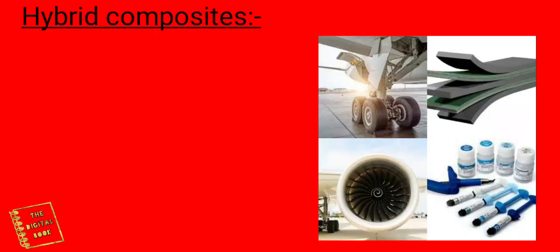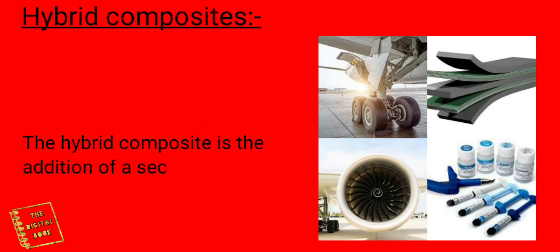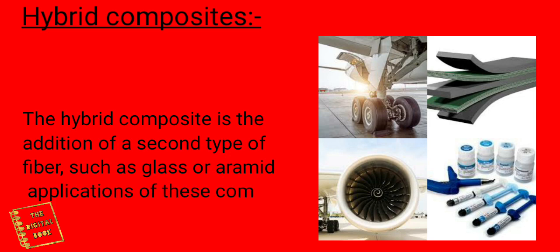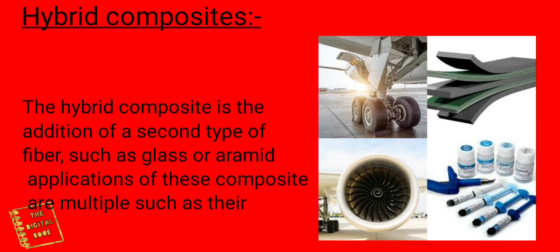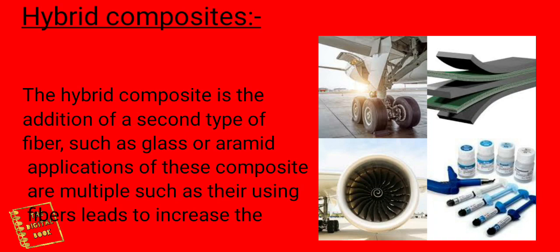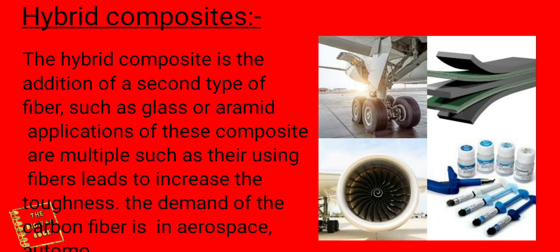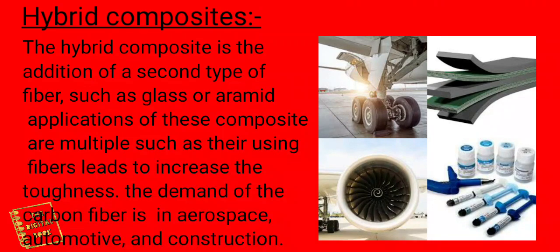The fourth one is classified as hybrid composite. The hybrid composite is the addition of a second type of fiber, such as glass or aramid. Applications of these composites are multiple, such as using fibers that leads to increased toughness. The demand for carbon fiber is in aerospace, automotive, and construction.